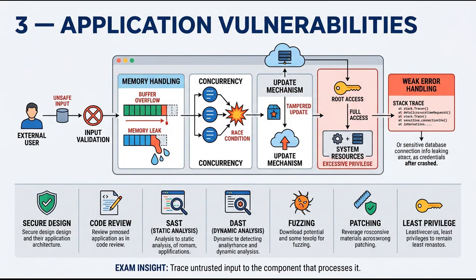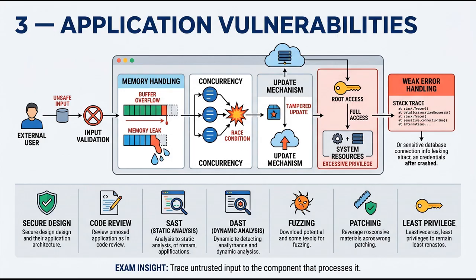Application vulnerabilities arise from design, implementation, dependency, and configuration mistakes. Untrusted input may reach an interpreter. Memory may be handled without correct boundaries. Multiple processes may access shared data without synchronization. An update mechanism may trust a compromised source. An application may run with excessive privilege or reveal sensitive information through errors and logs. Secure development reduces these risks across the software lifecycle.